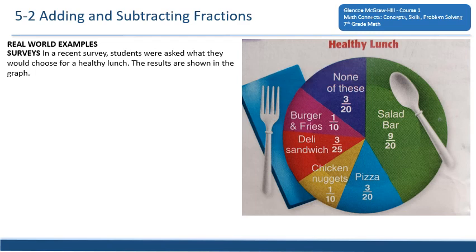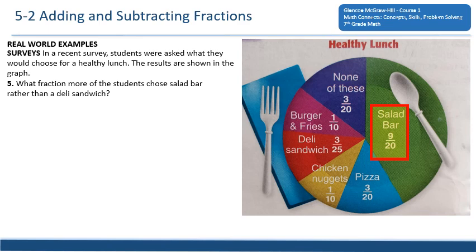Real world examples. In a recent survey, students were asked what they would choose for a healthy lunch. The results are shown in the graph. What fraction more of the students chose salad bar rather than a deli sandwich? So there's a salad bar, 9/20, and the deli sandwich is 3/25. So let's find the difference. And we get 9/20 minus 3/25.